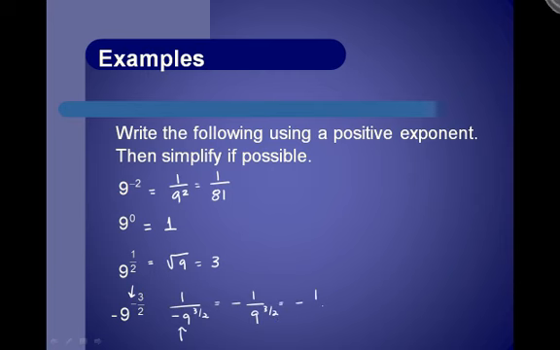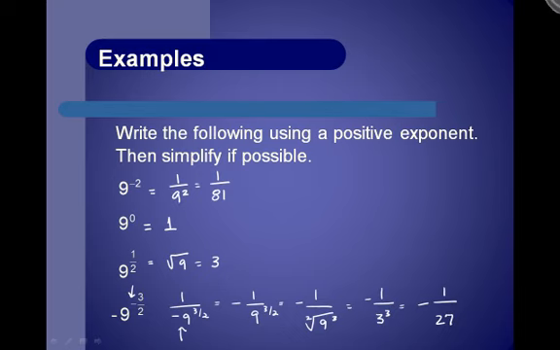Well, a fraction exponent means the denominator of the power is the root, so it's the square root of 9. The numerator is the power, so we're going to simplify that and go the square root of 9 is 3. 3 to the third is 27, so our answer would be negative 1 over 27.